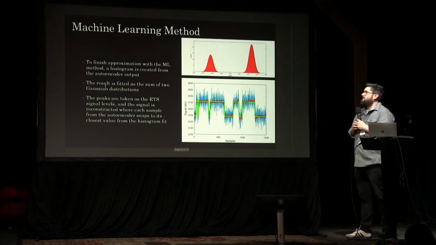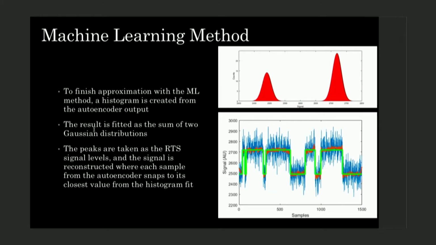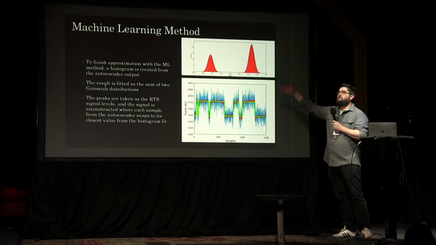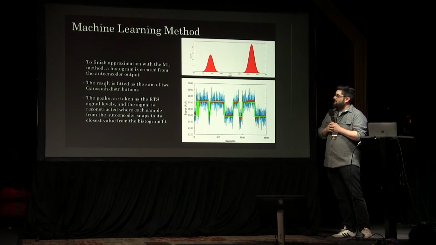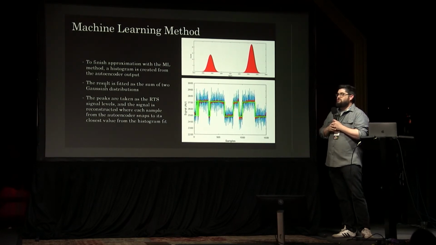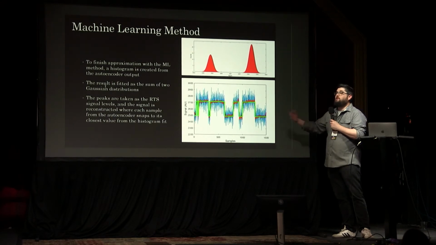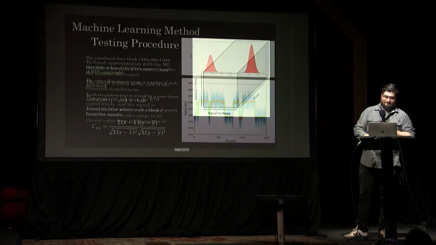From there, I can use some classical methods. I know what I'm looking for is two Gaussian sums. So I take a histogram of the autoencoder output, and I fit two Gaussian peaks to it, and then I tell it to scan through the signal again and say, whichever value you're closest to, one peak or the other, I insist that you go to that level and you stay there. And that way I get this nice, very square reconstruction of my signal without any white noise on top of it. And now it's in a form where I can collect these amplitudes and these state lifetimes very easily.